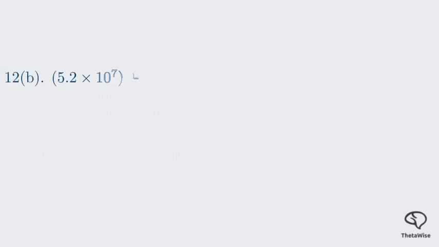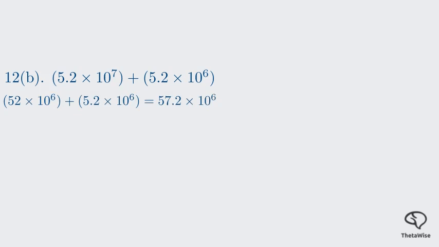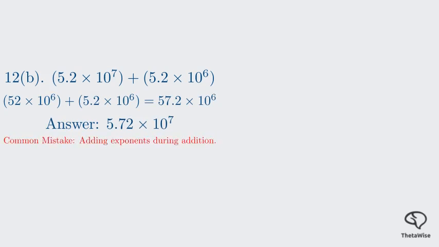For addition, the powers must be the same. Let's change the first term. 52 times 10 to the 6 plus 5.2 times 10 to the 6 equals 57.2 times 10 to the 6. Converting back to standard form gives us 5.72 times 10 to the 7. A common mistake is adding the exponents during addition. Remember, that only applies to multiplication.